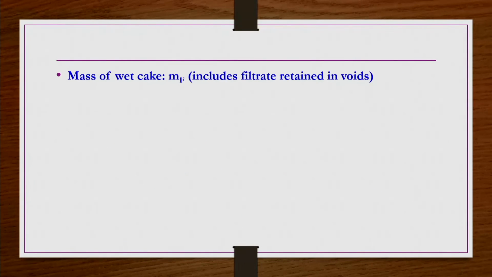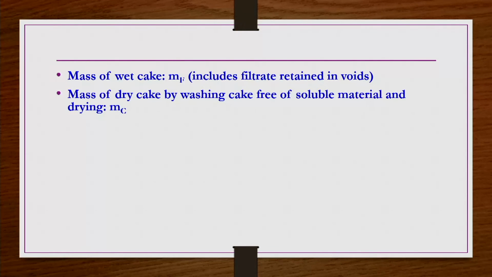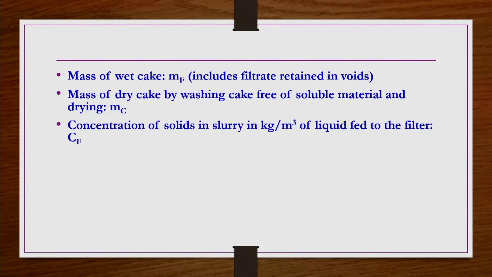Let the mass of wet cake be Mf, which includes the filtrate retained in the voids, that is, the liquid retained between the interstitial spaces of particles within the cake. And then the mass of dry cake, that is, after washing the cake free of soluble materials and drying it, whatever the mass is, take it as MC.